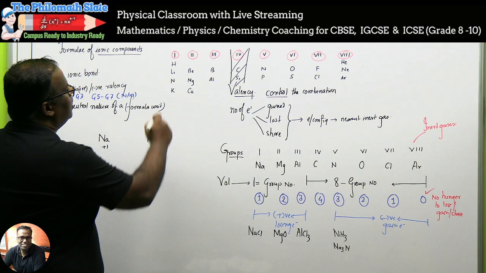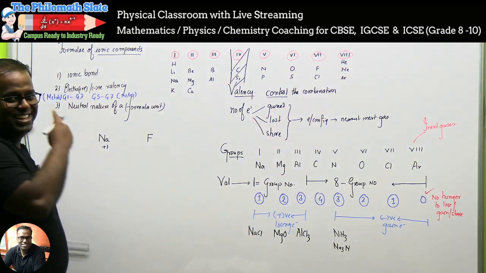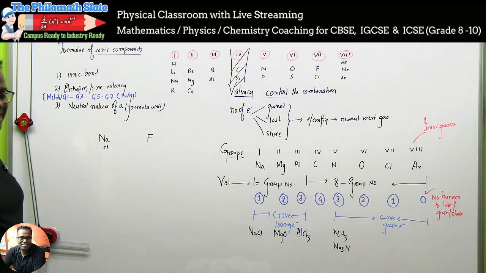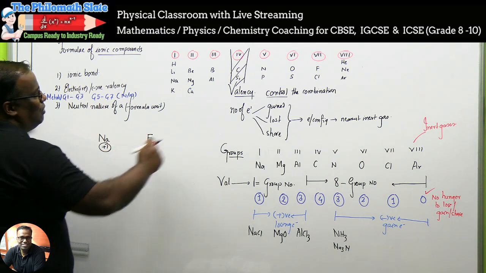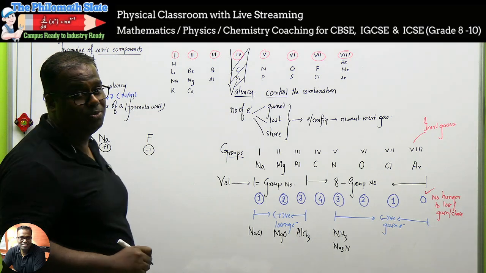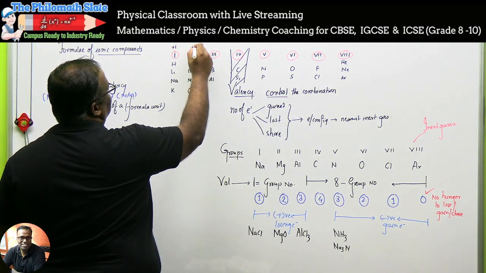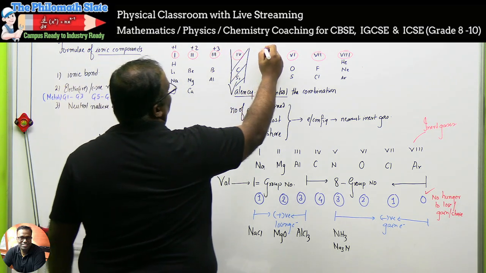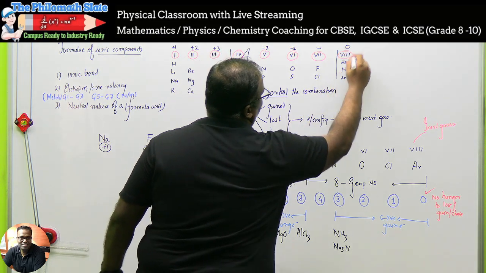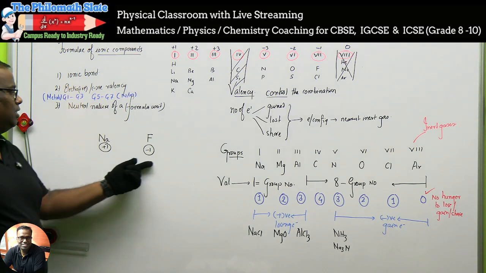Sodium is +1, right? What is fluorine? Fluorine is on this one, so it should be -1, not 7. If you're still getting confused: +1, +2, +3, -3, -2, -1. So this also we are not going to consider here. Are we fine? Sodium and fluorine.